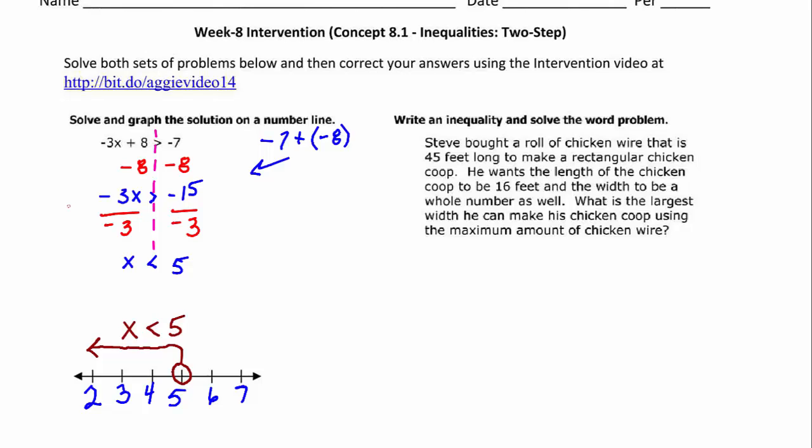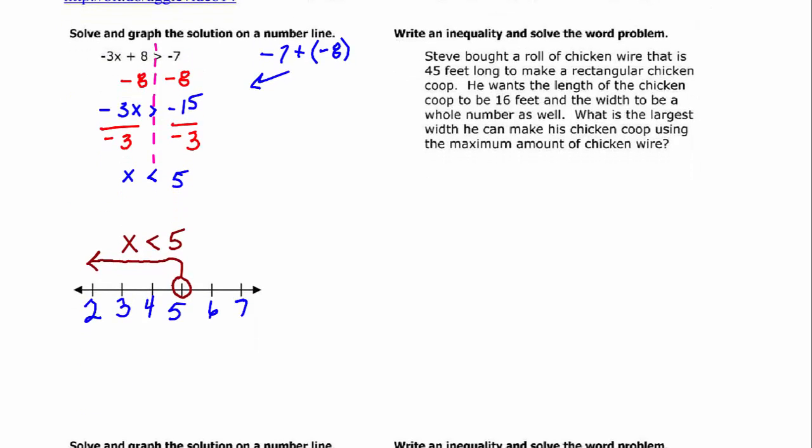On to the word problem. You know, I love word problems. All right, so Steve bought a roll of chicken wire. It's 45 feet long. He's going to make a rectangular chicken coop. Let's get that up where we have some room to work Steve's problem out here. Rectangular chicken coop. It's going to be 16 feet long, and the width needs to be a whole number also. So Steve's not making a chicken coop that's 5.6 wide or 10 3/4, 16 feet long, some whole number width.